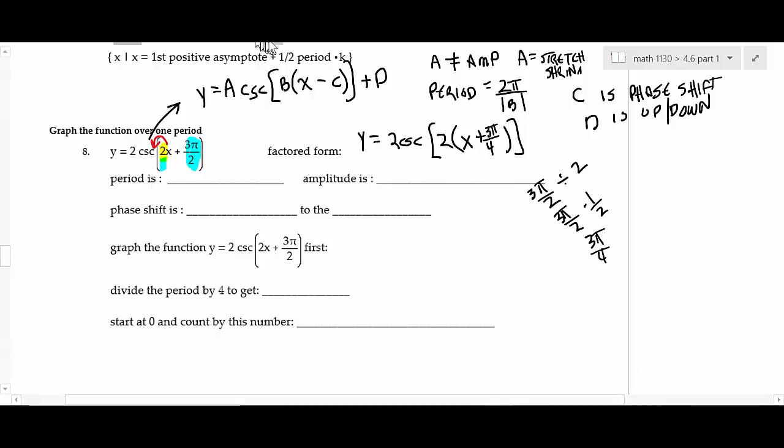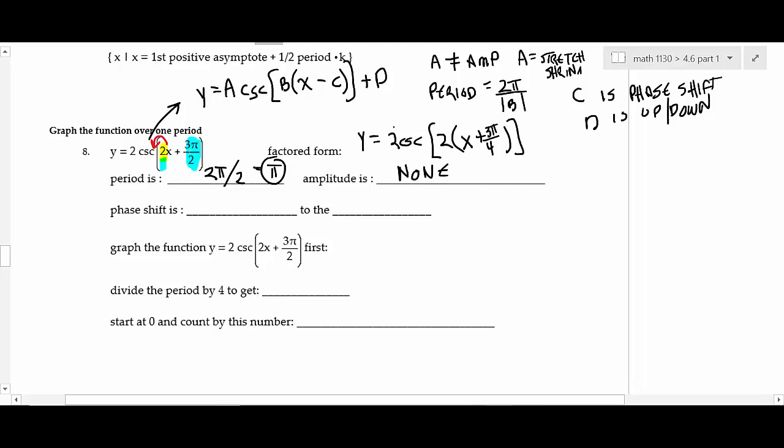Here's what we do then on this problem. To find the period, we do 2 pi divided by the number in front of x. 2 pi divided by 2 is going to be pi. So that's what the period is. We do have a period change on this, just like the sines and cosines we worked on earlier in class. The amplitude, we don't have one. The 2 in front of the cosecant is going to stretch and shrink, but it's not an amplitude.